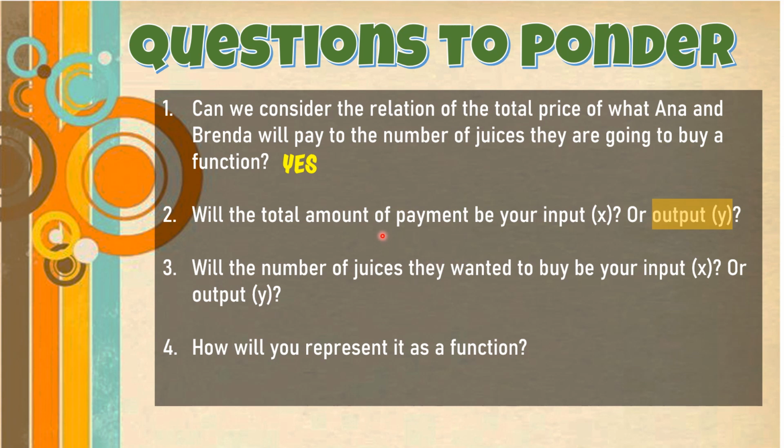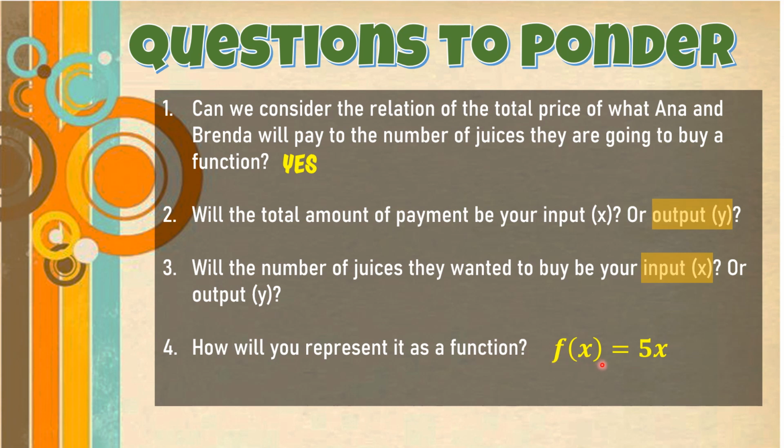Since the amount to be paid depends on the number of juices they want to buy, then therefore, the number of juices is the input. This is the input. Okay? Remember, the output depends on the input. The value of the output depends on the input. So how are we going to represent this as a function? So that is f of x. Okay, remember that y can also be written as f of x.